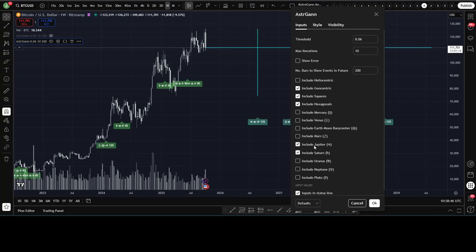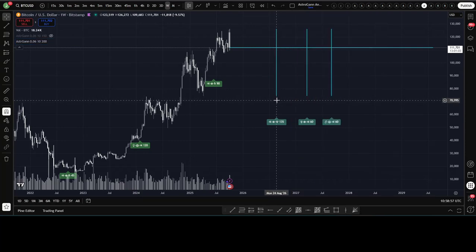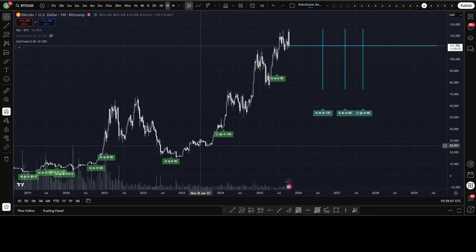Another one is Jupiter. It's another big planet to consider. If we turn off Saturn, we've got similar events. Here's one coming up. So this looks like the 24th of August 2026. So that's next year. But nonetheless, you need to do your research. You can use this as a tool.